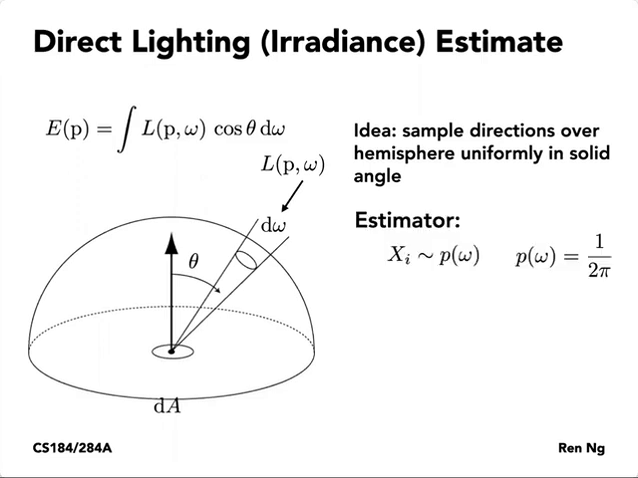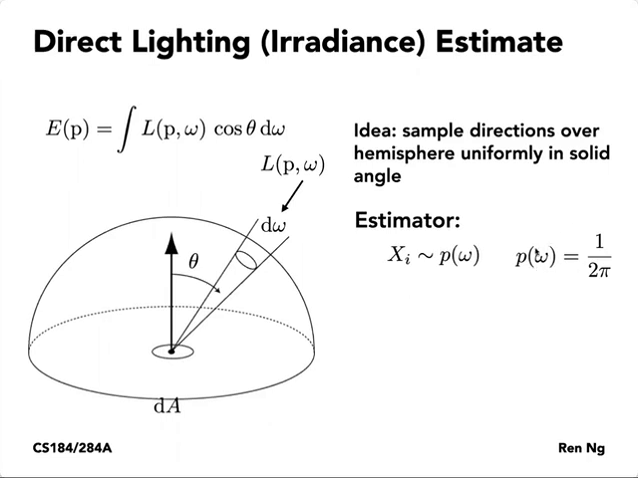The idea in this example will be to draw them uniformly, randomly over the hemisphere. So how do we do that? And what's the math involved? If capital X sub I is drawn from a probability density function P of omega, where omega is a random direction on the hemisphere, then what is the probability P of omega? We know it's a constant. What is it exactly? It's going to turn out to be 1 over 2 pi.